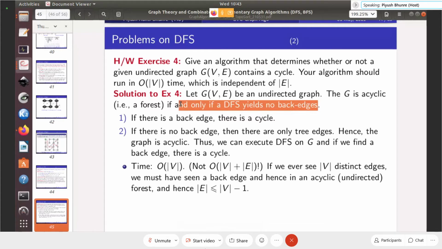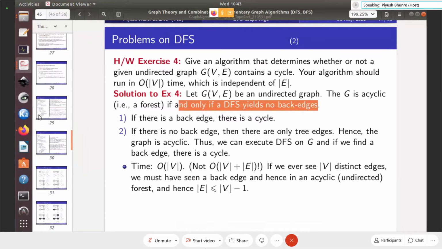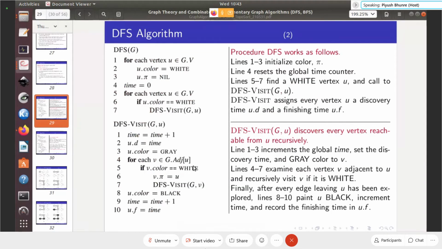Okay, so basically I'll go to the pinpoint location here. As soon as there is, say in line number 5, the color of v is a gray color, right? Or a black color, so there may be a back edge, right? If v is not a descendant of u, v is not an ancestor of u.